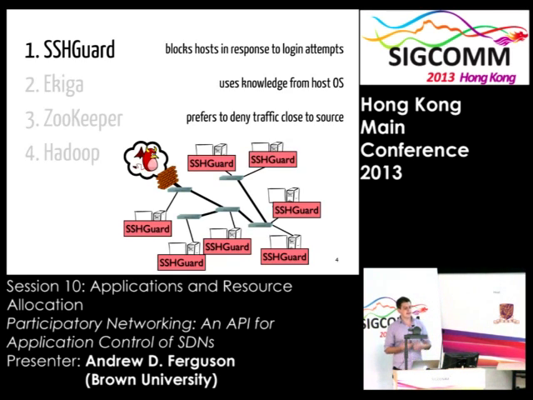The first is SSH Guard. SSH Guard runs locally on end hosts and monitors the access logs for repeated failed SSH login attempts. In response, it installs local firewall rules in order to block this traffic. Now, if it could manage the network, SSH Guard would prefer to deny the traffic as close as possible to the source instead of locally on the end host.